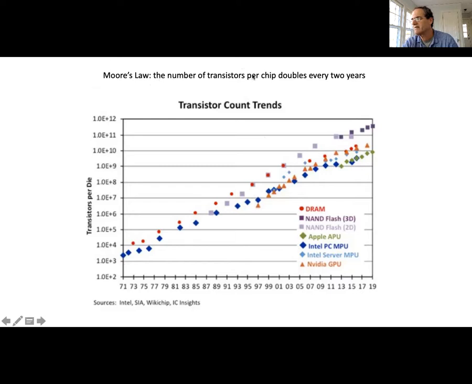The number of transistors per chip doubles every 2 years. And so over this stretch of time, almost 50 years, more than 40 years, the number of transistors on a chip has been doubling every 2 years. Now, obviously, this kind of growth can't go on forever, but there's no clear idea at the moment when it might stop. So that's something interesting to think about, okay?